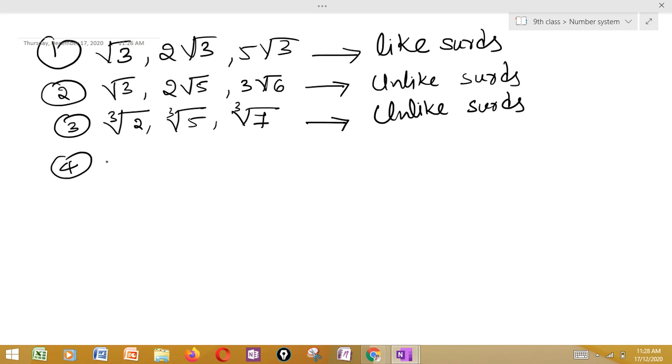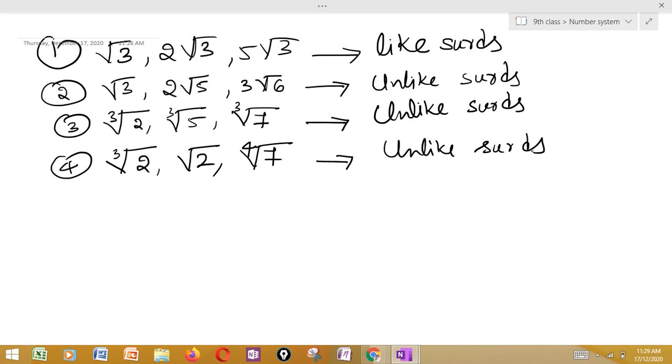Okay, now let me take one more example: 3 root of 2, 2 root of 2 and fourth root of 7. Whether they are like or unlike? Unlike. Why are they unlike? Because their order and radicands both are different.